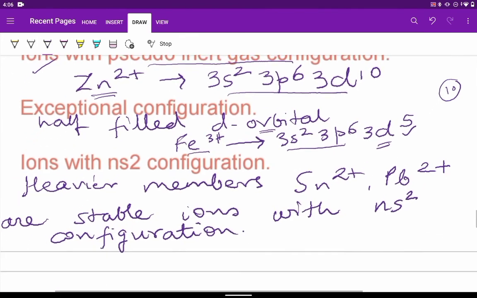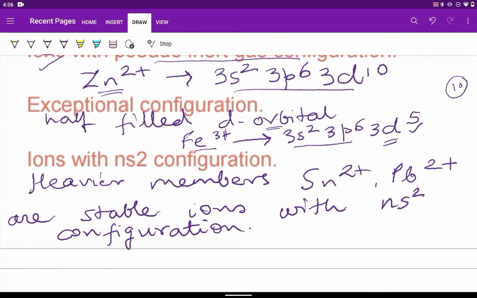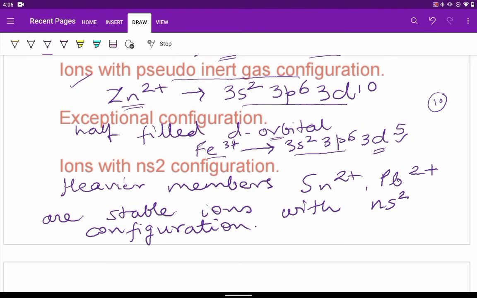There are some higher ions which having ns2 configuration are also stable, like Sn2+, Pb2+. They are having ns2 configuration, but still they are stable ions. So these are certain examples of some ions we have seen today. So this is a little addition to what I have dealt with in my previous video of ionic bond.